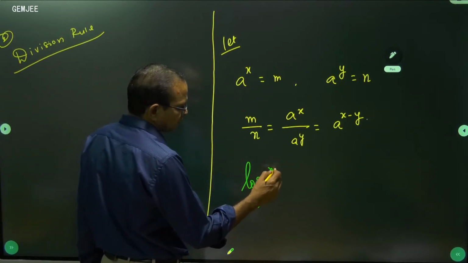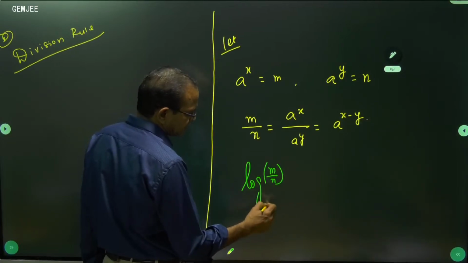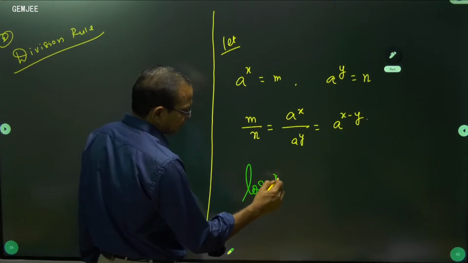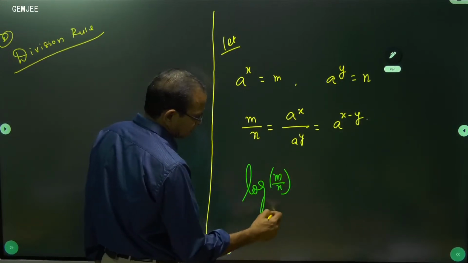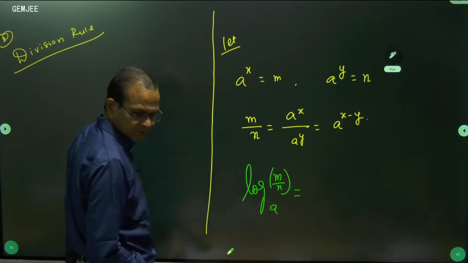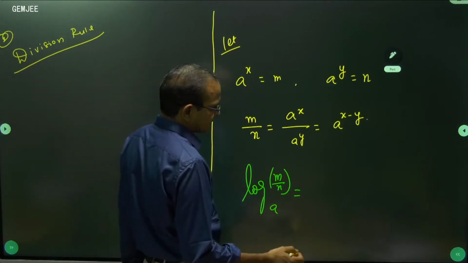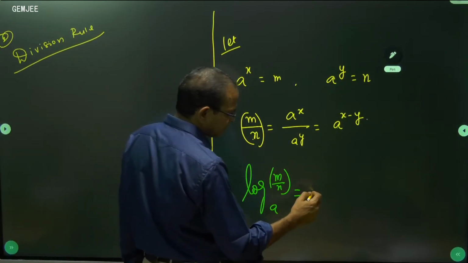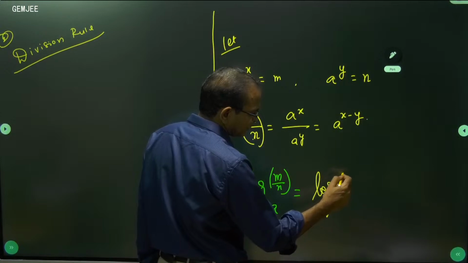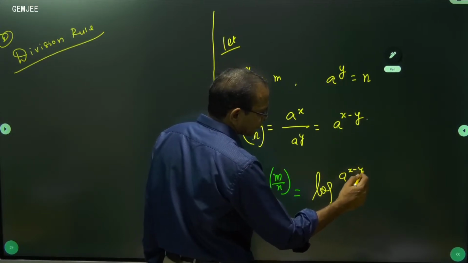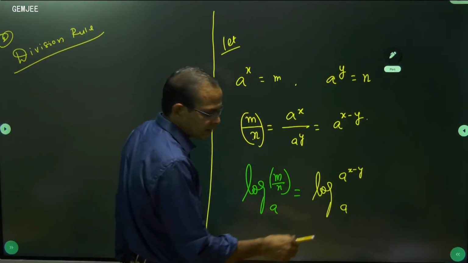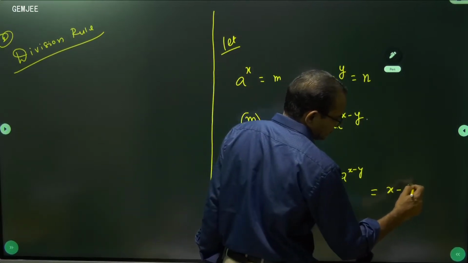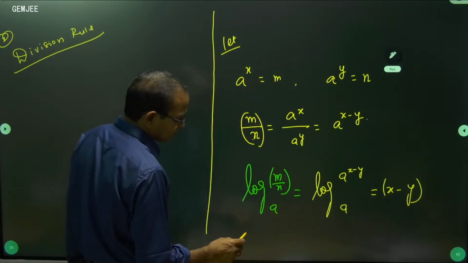Log of m by n to the base a equal to log of a power x minus y to the base a. Put this here. What comes? As I already taught you, what is the answer? So simply x minus y. Now go to the conclusion.